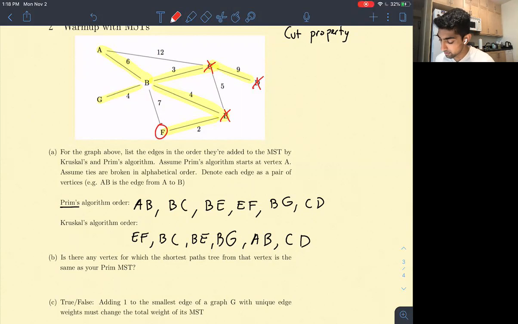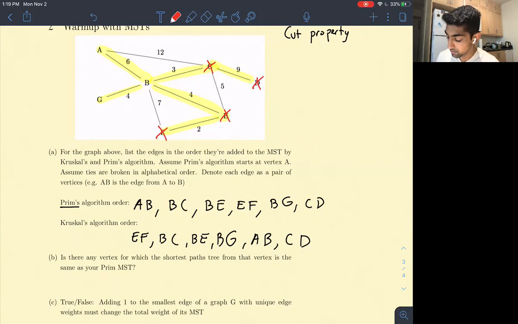Can we eliminate F? Let's see. Okay, so F to E, and then F to B would go like this. Then F to G, F to A. Oh, okay. The reason F doesn't work is because F to C will go via this edge, right? Okay, so with that, we can eliminate F, but that one was a bit trickier.